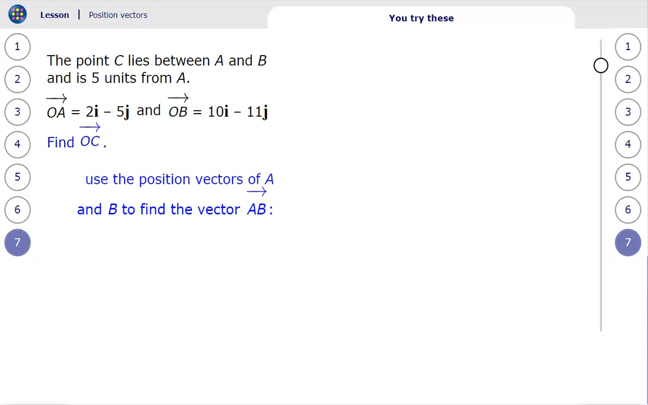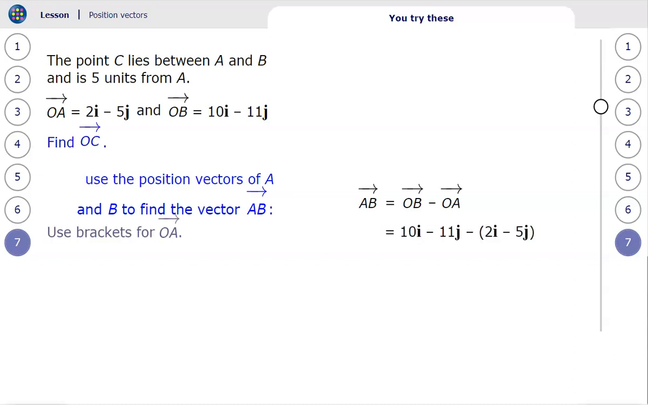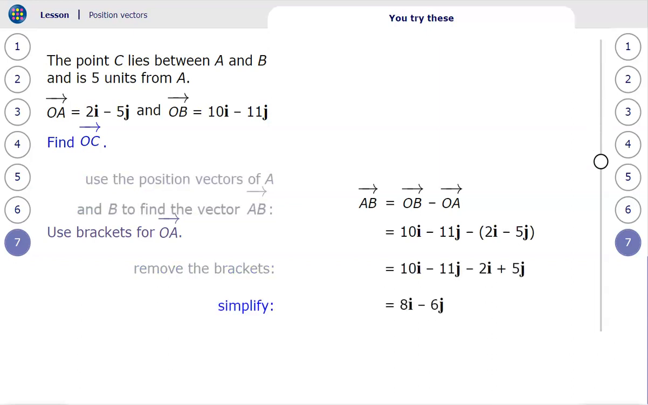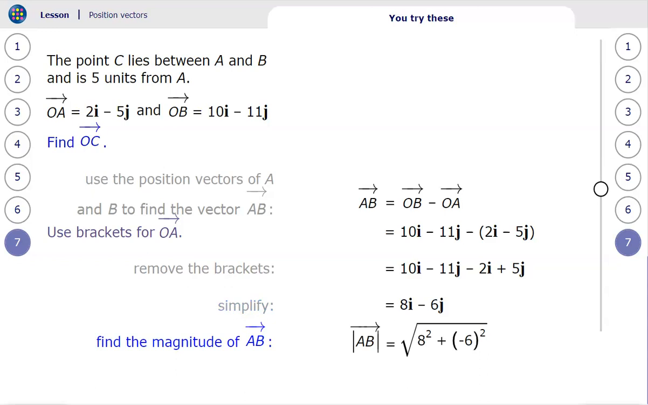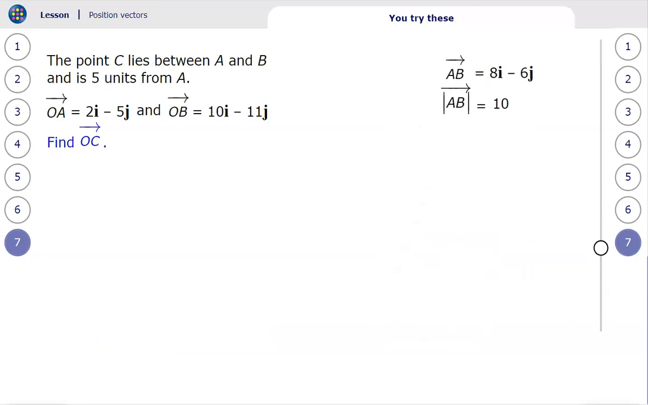So, to begin with, we're going to find the vector AB, the displacement vector between A and B. Well, we plug in the values of OB and OA, remove the brackets and simplify, and we get the vector 8i minus 6j. And we can find the magnitude of that using Pythagoras, and that comes to 10 units long. So there are the key features of this displacement vector AB, something they didn't tell us at the start. We've got the displacement vector, and we've got the magnitude of that vector as well.